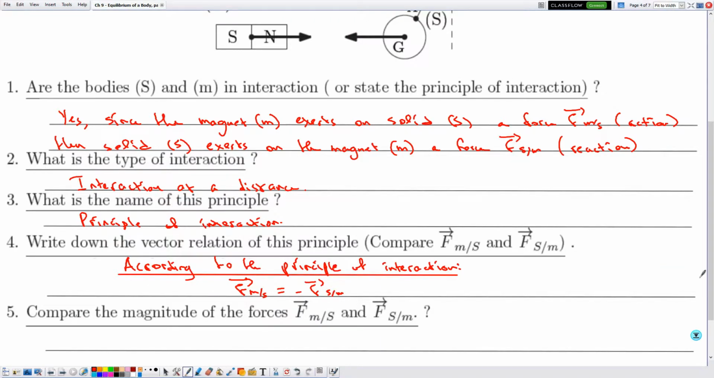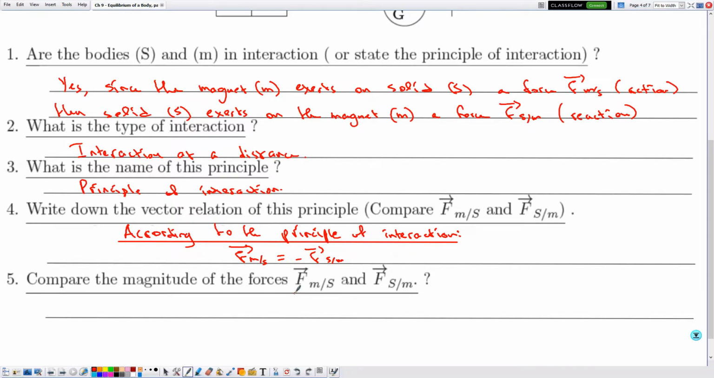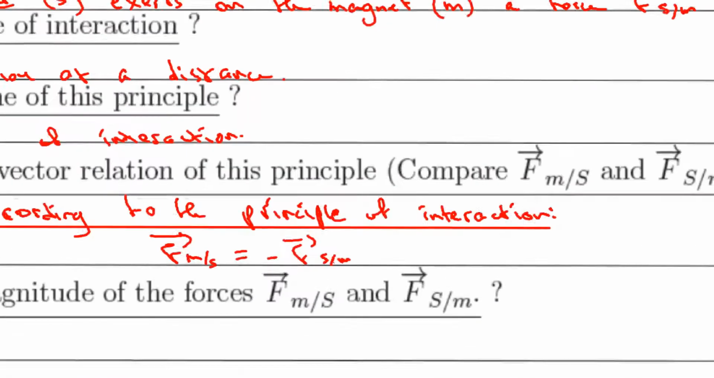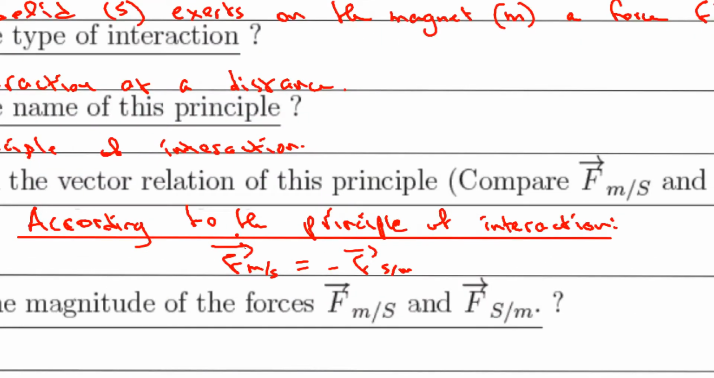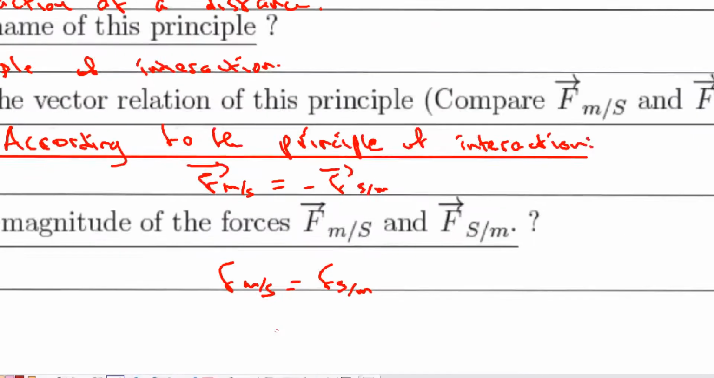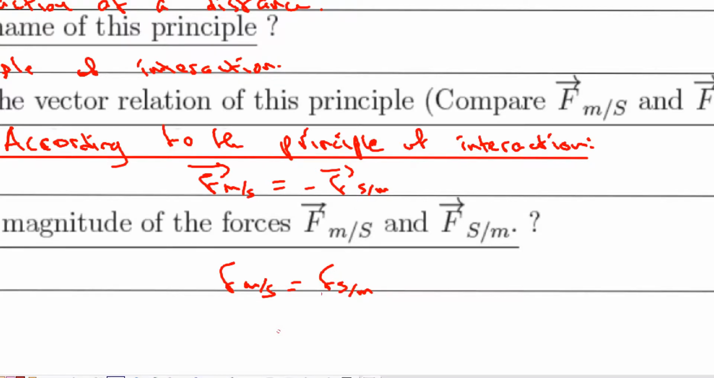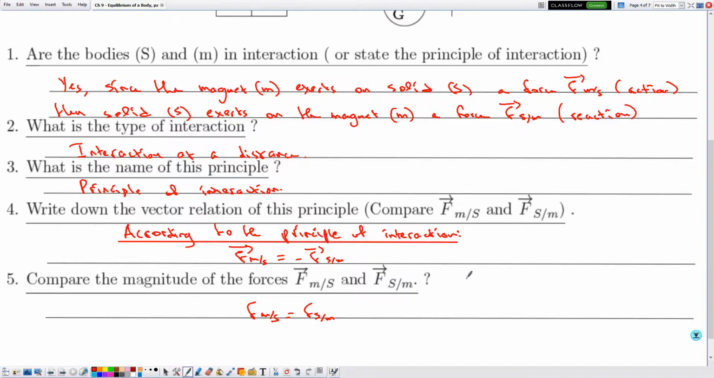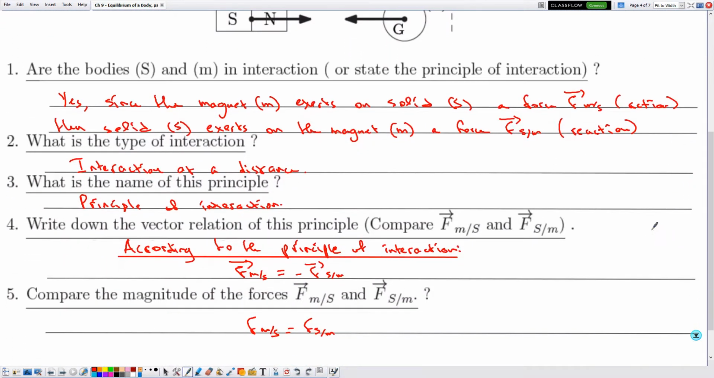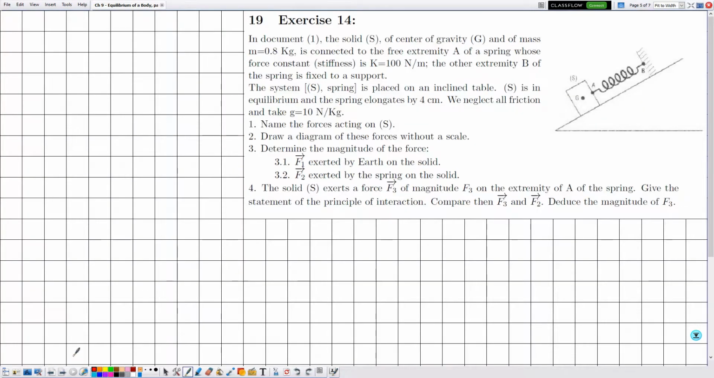Then in number 5 they are telling me to compare the magnitude of the forces Fm on S and Fs on M. Because we are interested in the magnitude and we know the vector relation, in this case we drop the vectors and remove the minus sign. So we have that Fm on S is equal to Fs on M. So if we know the value of the magnetic force, we can determine the value of the force exerted by the solid on M. So this is it regarding the principle of interaction. Now let's consider the following exercises.